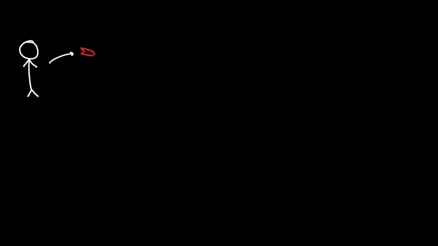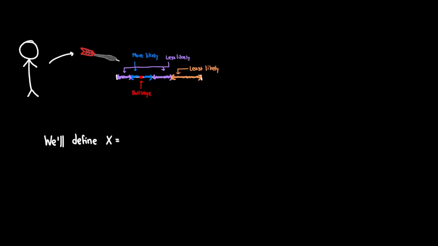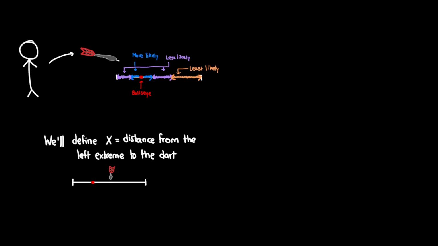For the sake of clarity, let us consider a different experiment. Instead of just picking a random number in an interval, imagine yourself throwing a dart at a one-dimensional segment. Your goal is to land as close to the red spot as possible. Assuming you have good aim, it'll be more likely that the dart lands close to the spot and less likely it lands farther away. Let's define a random variable x equal to the distance from the left extreme of the segment to the dart.